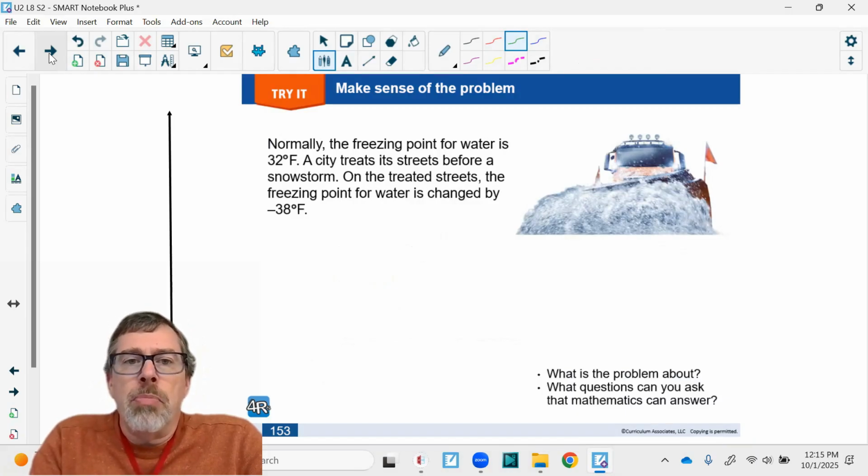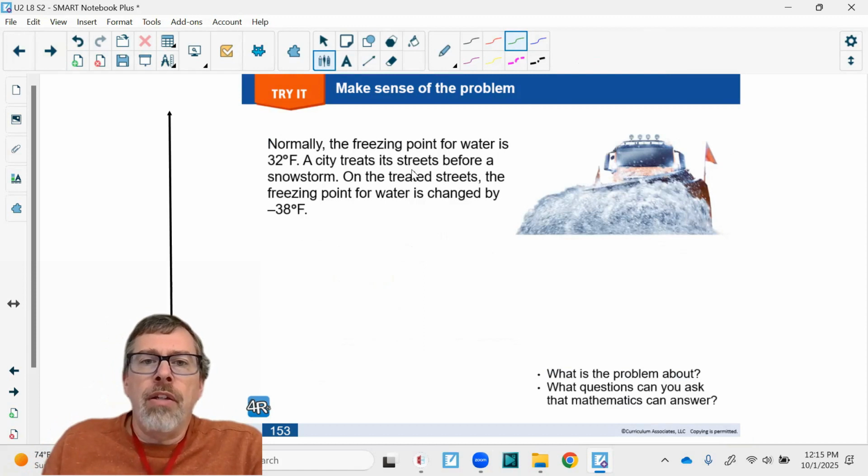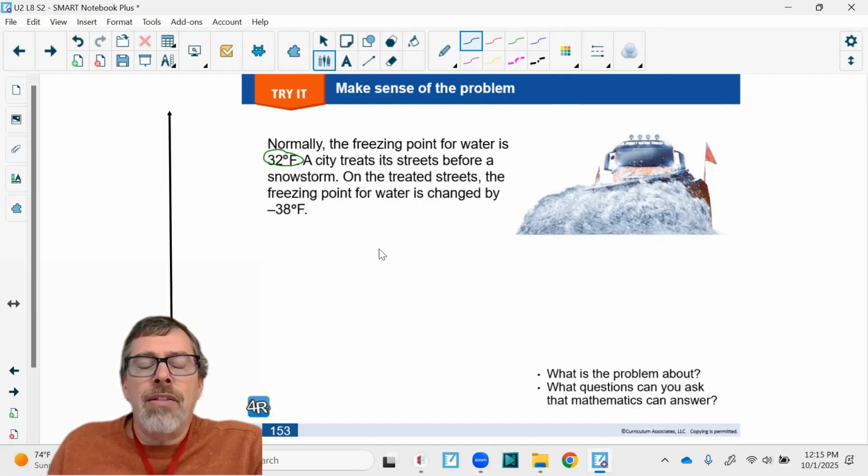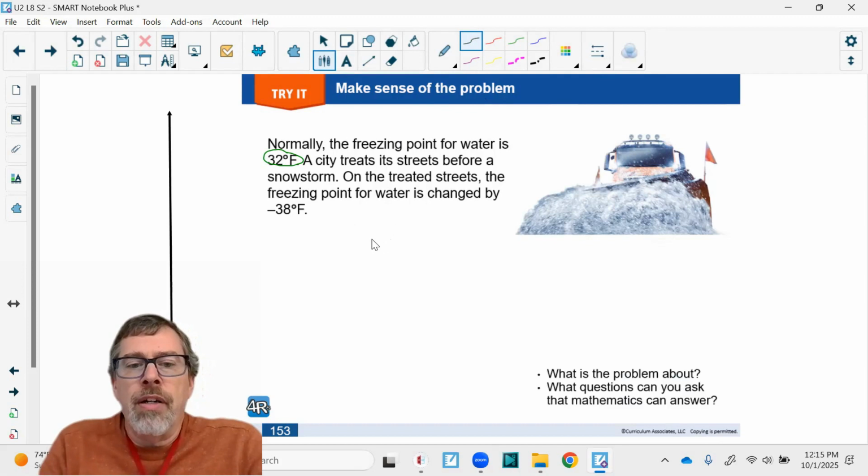A city treats its streets before a snowstorm. On the treated streets, the freezing point for water is changed by -38 degrees Fahrenheit. So what they're talking about here is when there is inclement weather in the forecast, that is calling for precipitation and temperatures below 32 degrees, okay, they will send plow trucks out with tanks on them. And in those tanks is this mixture of water and salt, basically. They're a saline solution that they spray on the roads.